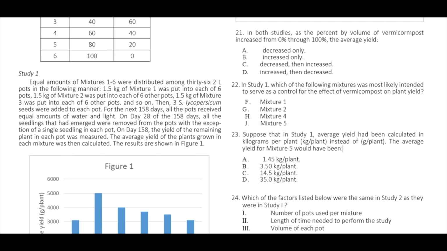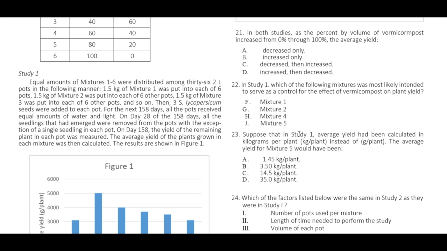The next question, question 23, asks, suppose that in study 1, average yield had been calculated in kilograms per plant, instead of grams per plant. The average yield for mixture 5 would have been, and then we have a few options here. So in this case, the question isn't actually asking about anything in the passage, it's just asking you to convert from grams per plant to kilograms per plant. We do have to go to the passage and see what the amount is for mixture 5 in study 1.